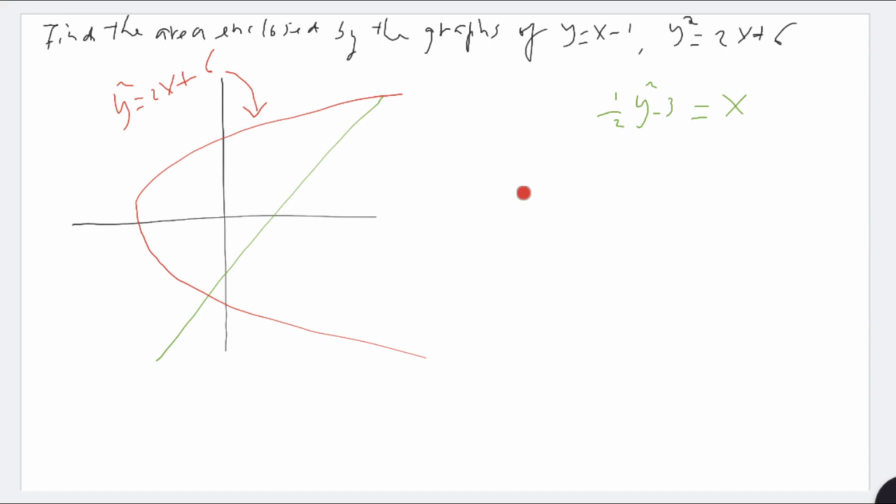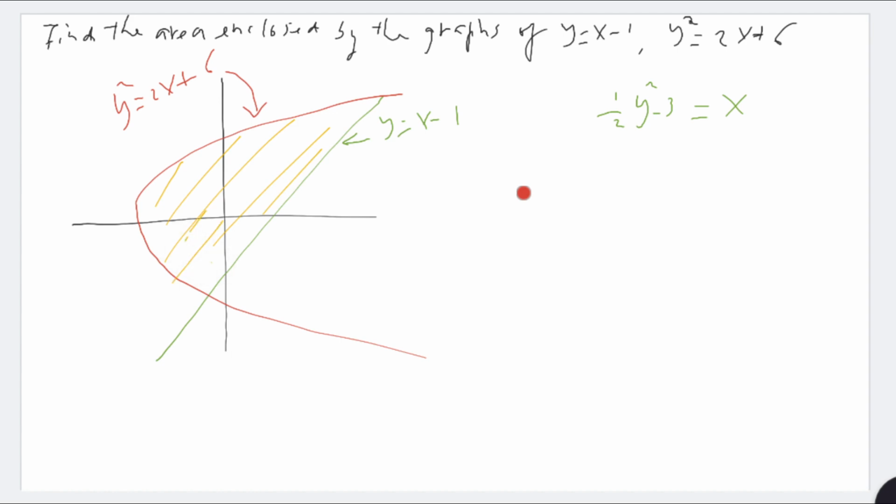Graphing is very important, and this will be y equal to x minus 1. Now the region is clear. This is the region. Okay.